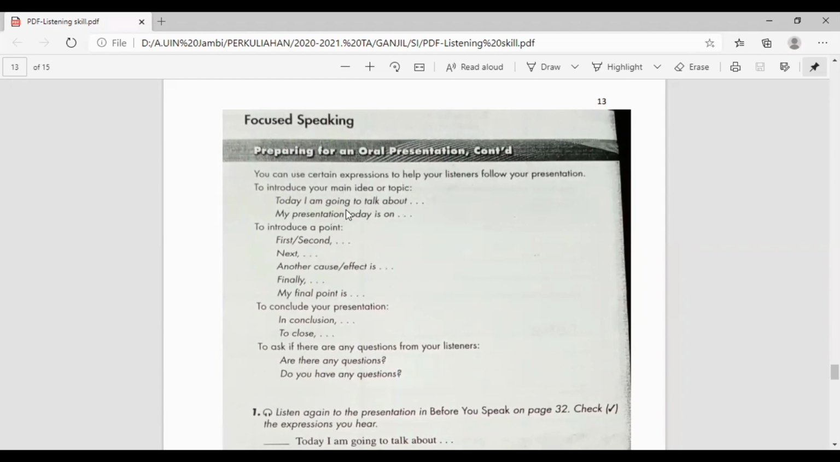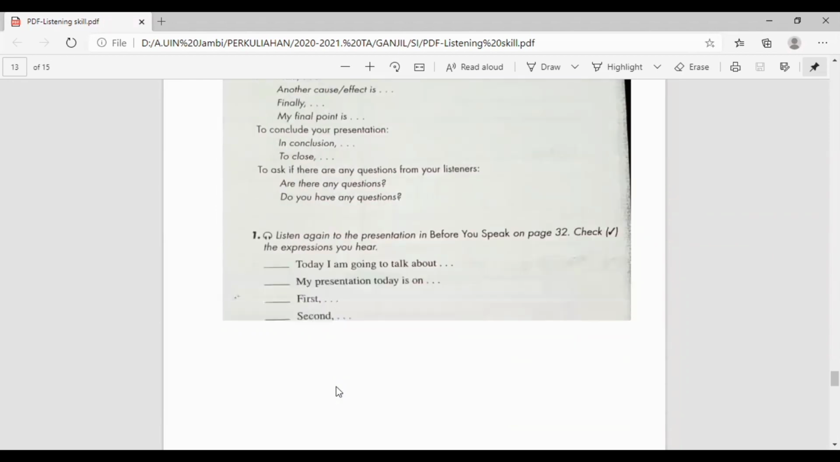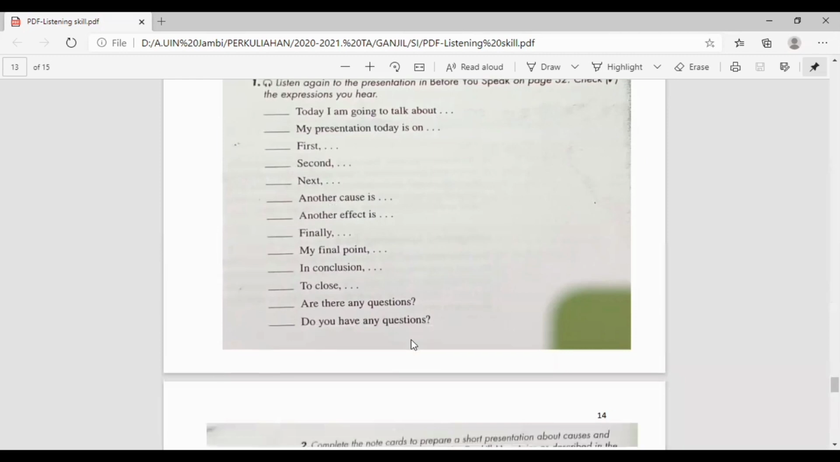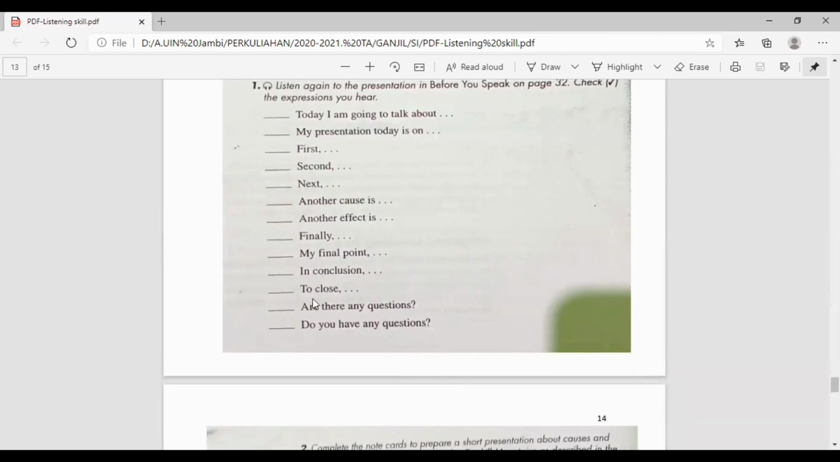I want you guys to use this expression and try to practice it well before you really record your video. The next thing, please listen again to the presentation before you speak on the previous page, and then check the expression you hear. So please play again, listen again to the audio, and then check the expression you hear here. If you don't listen to the expression too closely, you don't have to check them.